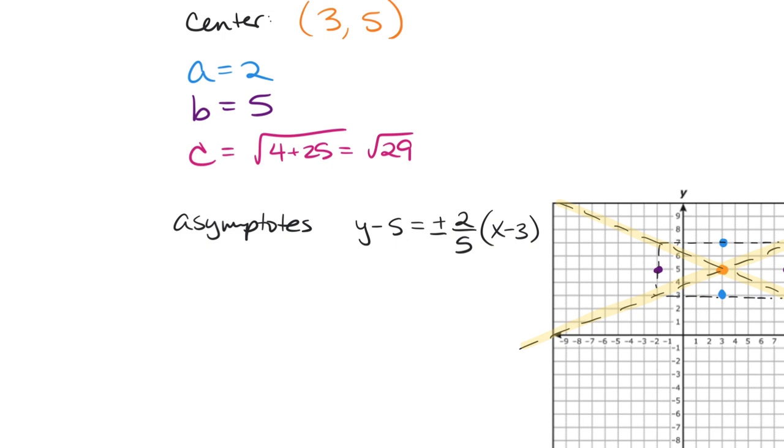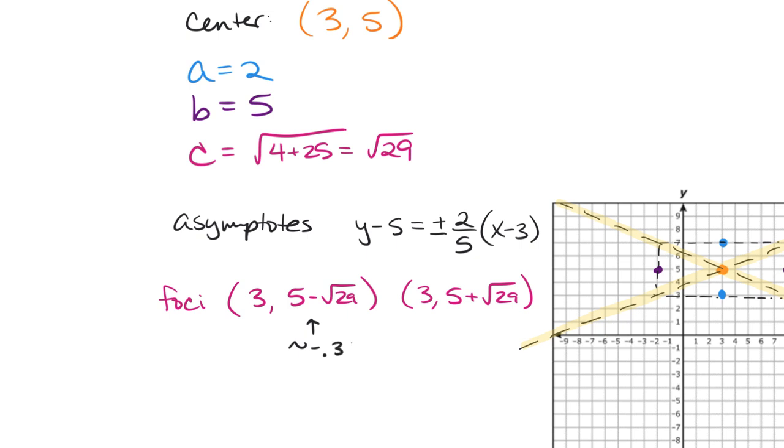Last but not least, I want the coordinates of the foci, just to make sure we're plotting this right. Are we going to add square root of 29 to 3 or square root of 29 to 5? 5. So our foci are going to be at 3, 5 minus square root of 29 and 3, 5 plus square root of 29. Which for graphing purposes, this is approximately negative 0.385, and this is approximately 10.385.